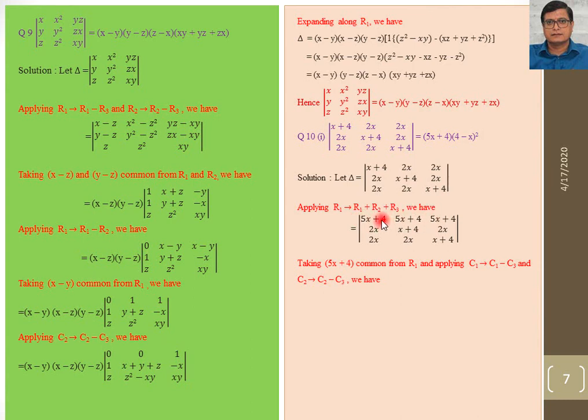Then we can do C1 minus C3, because this value will be 1 here, so C1 minus C3, and C2 minus C3. Combining these two steps, finally it is coming 5x plus 4, or otherwise you can write this in two different steps. So taking 5x plus 4 common, then C1 minus C3, C2 minus C3, we have this simplified value after the operation.